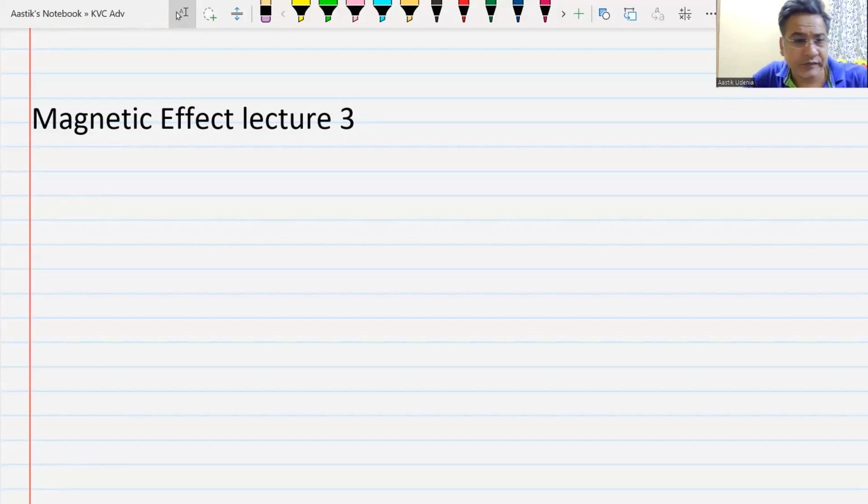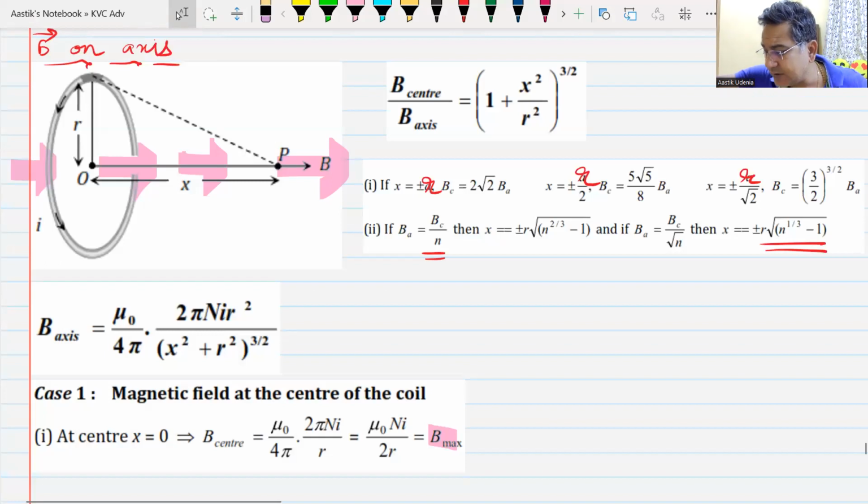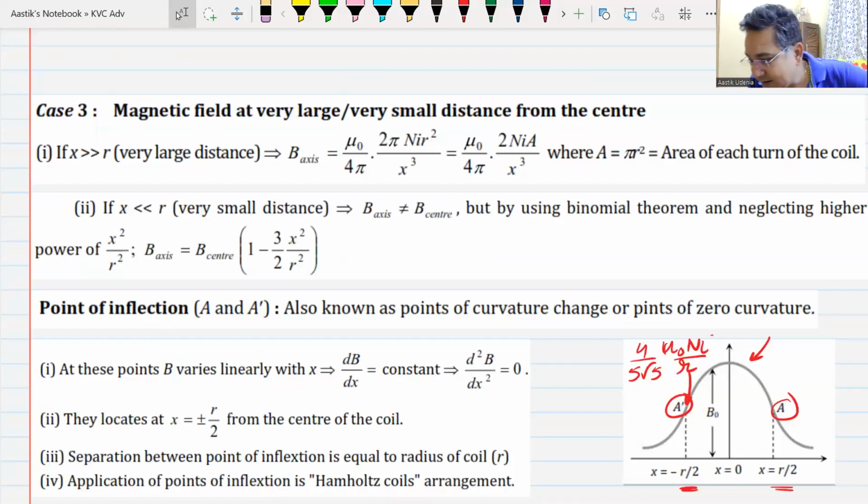This is lecture number 3 in magnetic effects of current, and we were dealing with Biot Savart law and magnetic field. The last thing that we did in the last class was magnetic field on the axis of a current carrying coil. We had seen the formula, and the different variations of the formula. We had seen the graph of magnetic field as a function of distance.